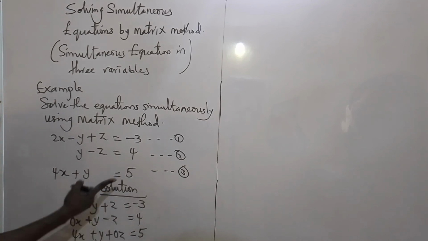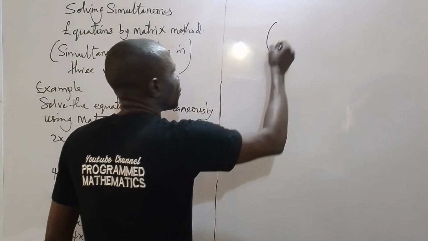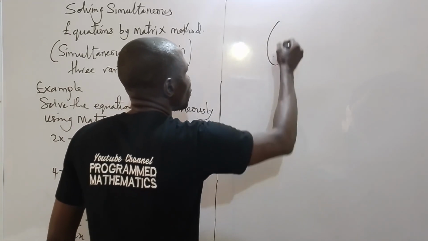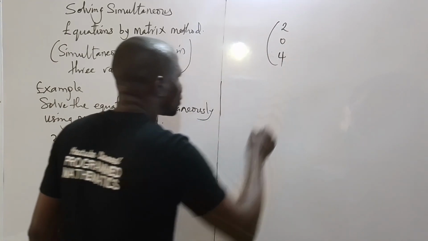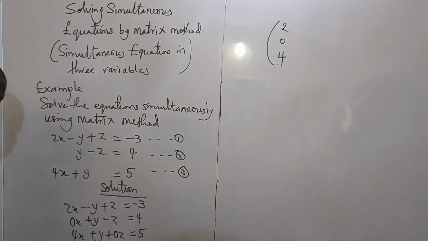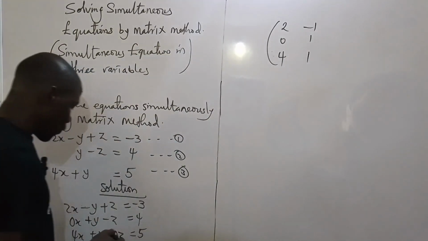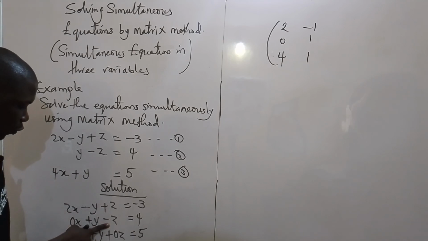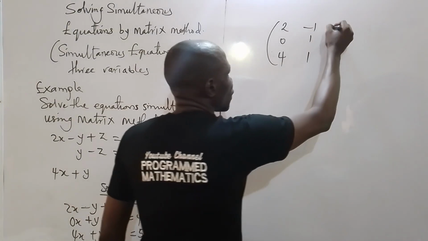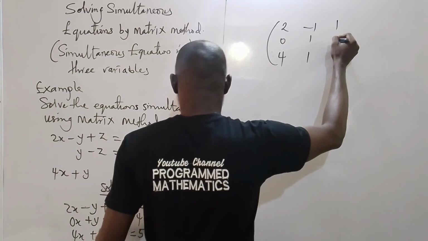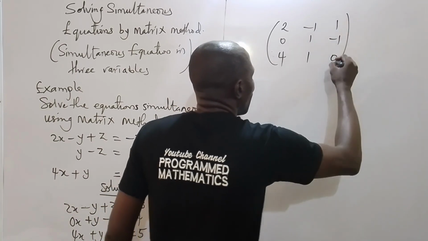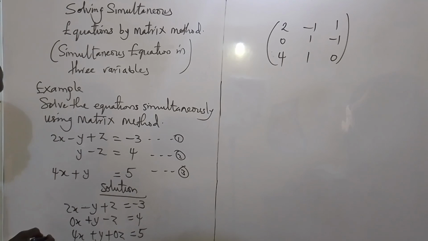So we can form this now into the matrix form. Matrix of the coefficients for x: 2, 0, 4. That's the x coefficient. For y, we have minus 1, 1, 1. Then for z, we have plus 1, minus 1, 0. All right. So that's the matrix of the coefficients.